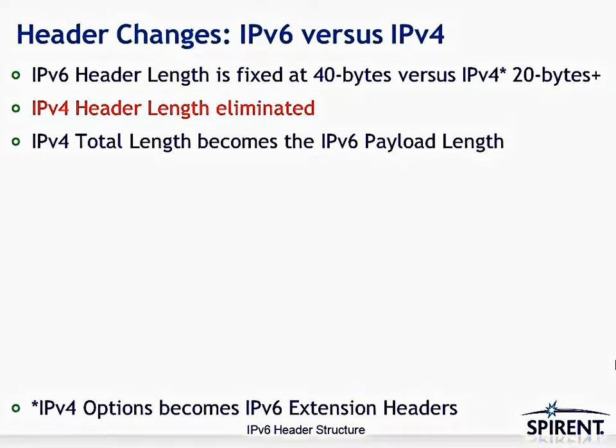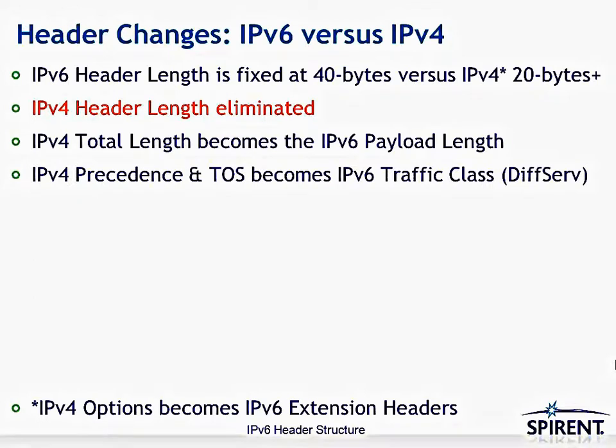The IPv4 total length becomes the IPv6 payload length, and one big difference there is the IPv4 total length also included the size of the IPv4 header, whereas the IPv6 payload length only includes the information following the fixed 40-byte IPv6 header. The IPv4 precedence and TOS bits, type of service bits, become the IPv6 traffic class field. Actually, both of them today use differentiated services for their definition. IPv4 flags and flag offset have been eliminated. The IPv4 flags were mostly used for fragmentation, a concept that has changed a lot in the IPv6 world as it is today, and we'll talk more about that later.